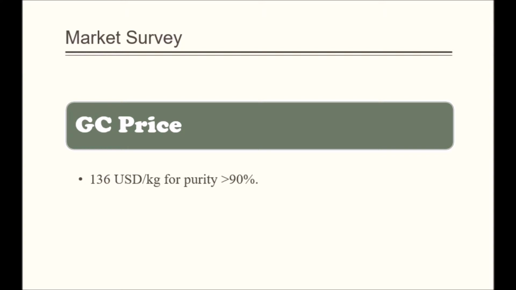From the source of market, the price of glycerol carbonate is high as it is not produced commercially. Currently, the price of glycerol carbonate was $136 per kilogram with purity more than 90%. However, industrial attention for glycerol carbonate is increasing due to its physical properties and also its reactivity.